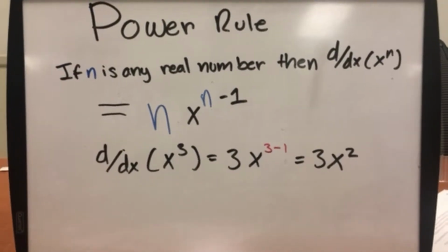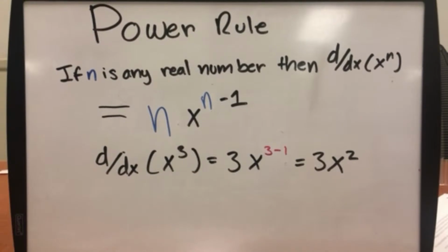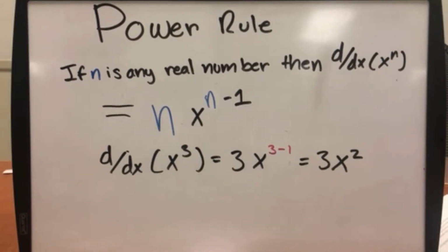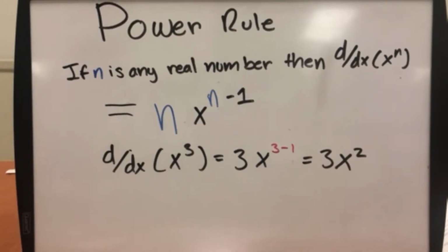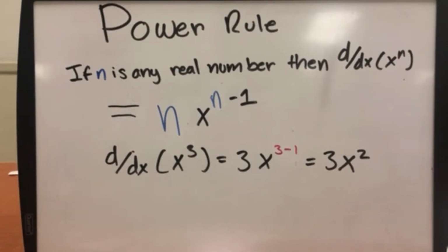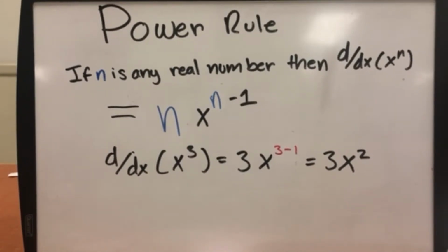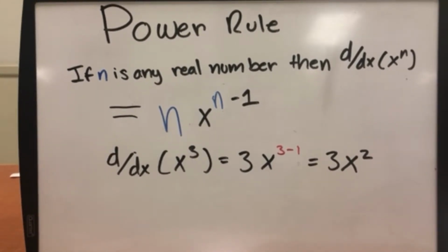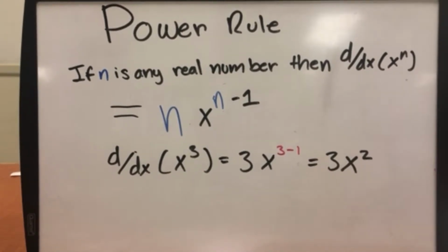Power rule. If n is any real number, then the derivative of x to the power n equals n times x to the power of n minus 1. As proven before, the derivative of x to the third power equals 3 times x squared. Using the power rule, we're able to get the same answer without having to use the definition of the derivative.